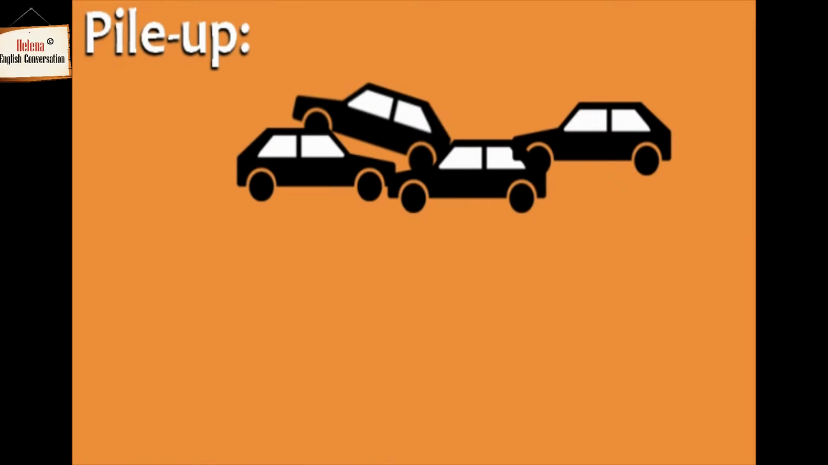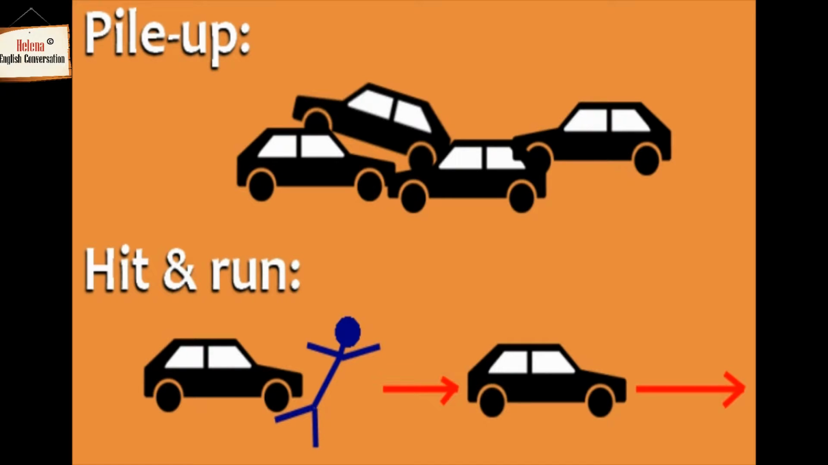When multiple cars hit each other, this is called a pile-up. Pile-ups often occur when the weather and road conditions are bad. Sometimes a car hits a person, but instead of stopping, the driver of the car drives away. This type of accident is called a hit and run. Now we'll look at 4 descriptions of accidents and learn the verbs used for talking about them.